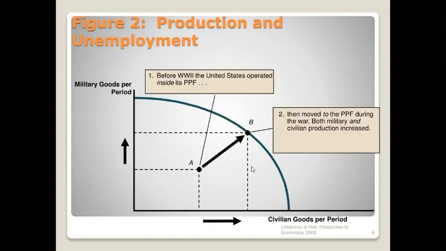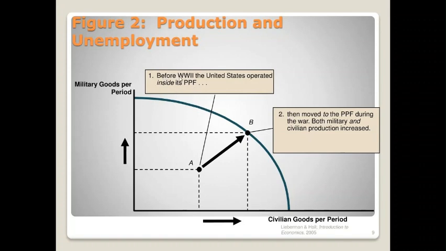So this is the second figure, which is the employment or unemployment rate, and we'll utilize the production possibility frontier to show that. This is something called the rightward shift or the extension of the production possibility frontier. So we have military goods per period, and we have civilian goods per period.